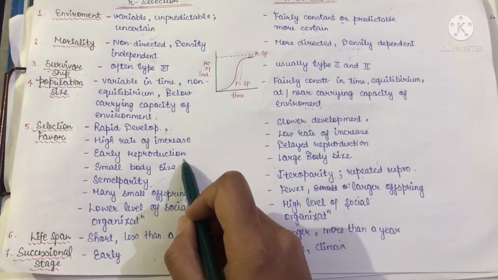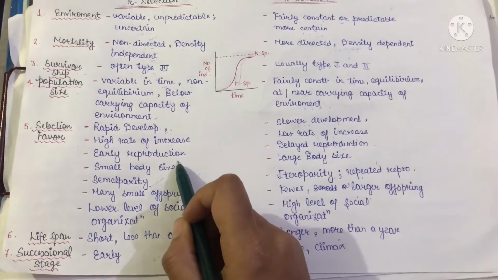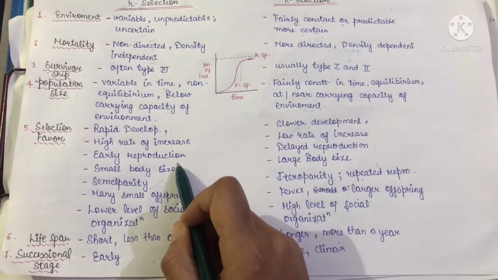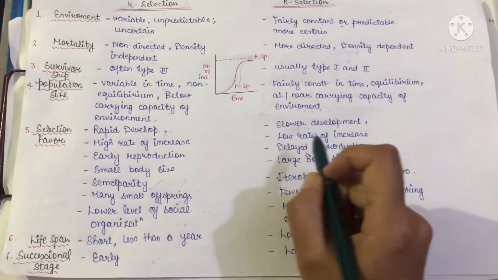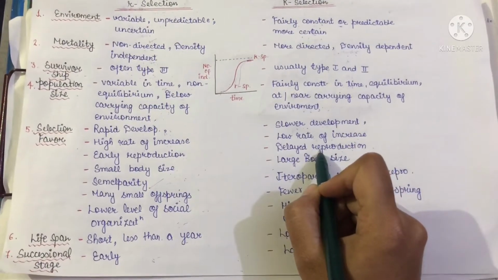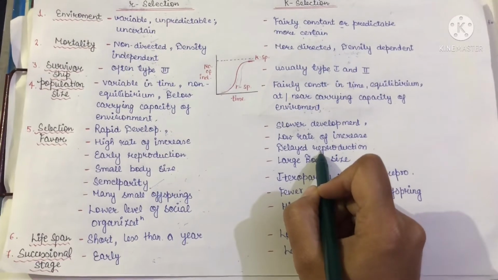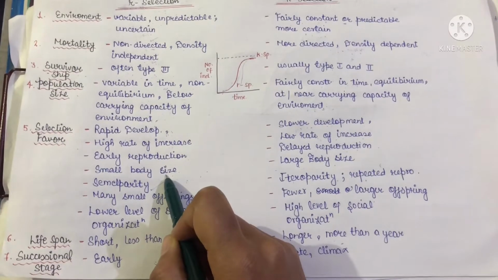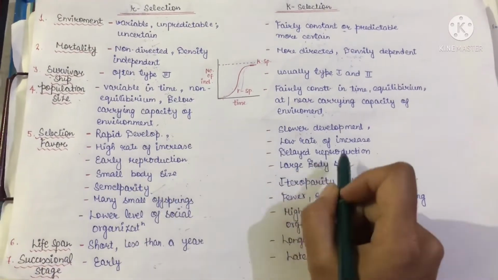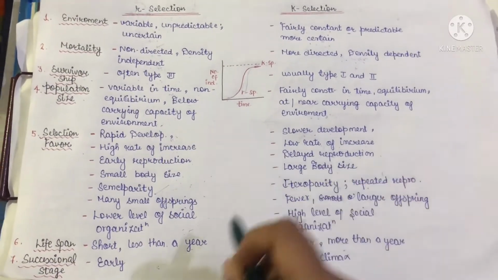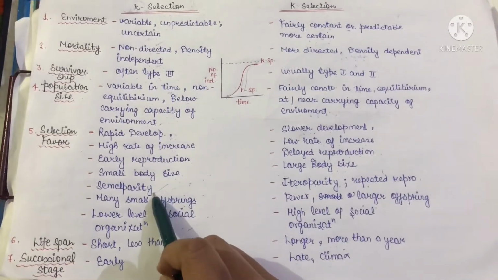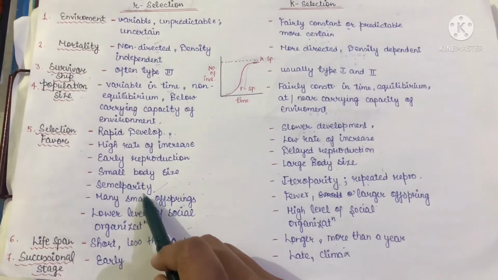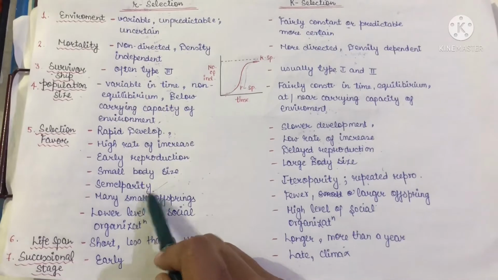It does not go through many developmental stages, and due to their short lifespan, in contrast, the K species delay reproduction because of their long lifespan. R selected species have small body size, and the K selected species have large body size. Next step, the R selected species attains semelparity, that it reproduces once in a lifetime.